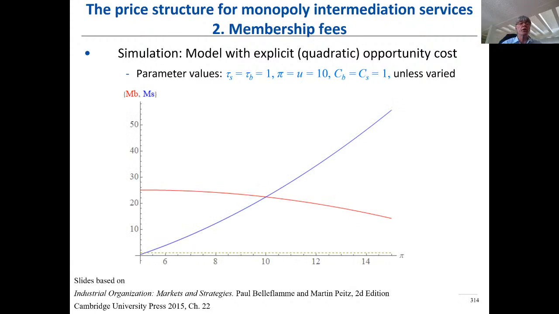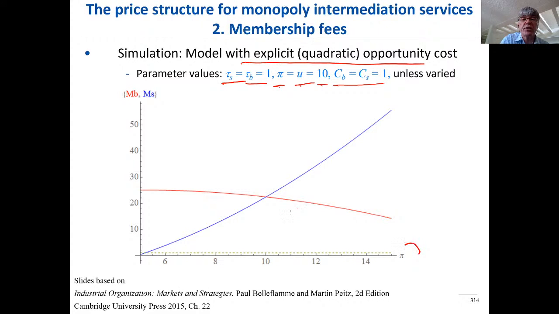So what did I do here? I just simulated this model with explicit quadratic transportation costs. I assumed some parameter values here, tau s and tau b. Remember, this is important in terms of how easy it is to join the platform, how good your internet connection is, or what your opportunity cost is and so on. And here I assume that pi u is just 10, and there are some costs for the platform to serve sellers and buyers equal to 1.